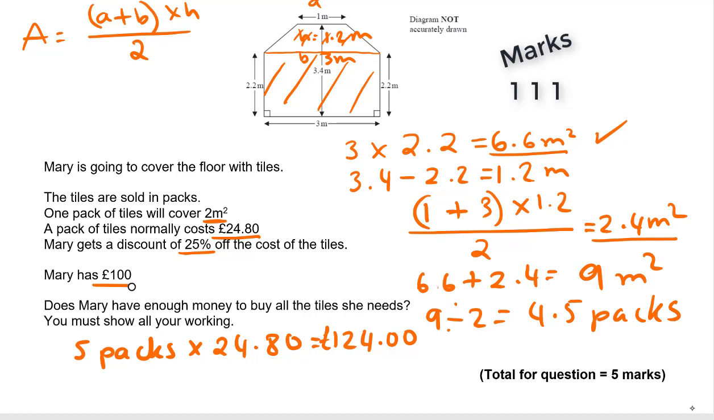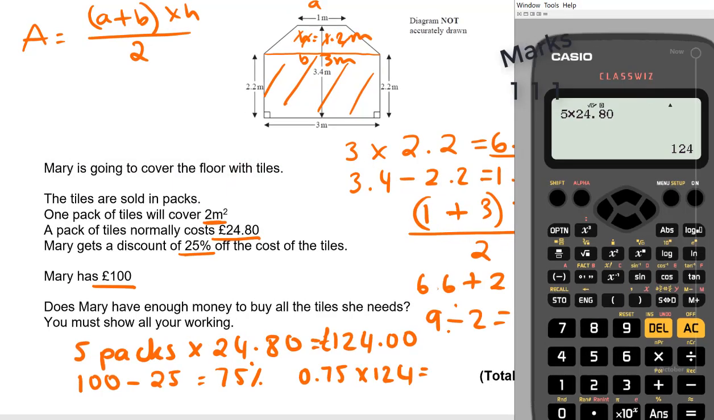So let's work out how much it would come up to if you give it a discount of 25%. What you can do is work out what 25% of 124 is, and then take the answer away from 124. That's one way of doing it. Or the quicker way is, if Mary gets a 25% discount, that means she needs to pay for 75%. So 100 take away 25 is equal to 75%. If you multiply the multiplier of 75%, which is 0.75, by 124, that will give us the cost that Mary will pay.